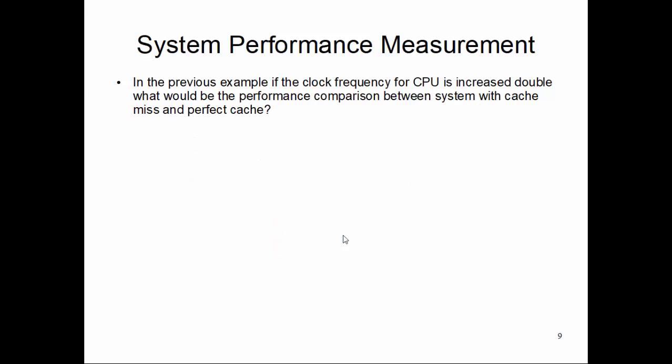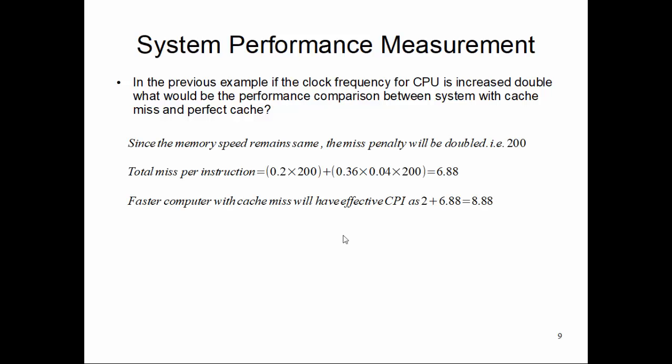Now take another problem. It's the previous example, if the clock frequency of the CPU is doubled, then what would be the performance comparison between the system with the cache miss and perfect cache? Now, this problem assumes your memory speed remains the same. In the previous example, the same clock was driving your CPU and memory. Now you improved on the CPU clock frequency. That means you can take the faster clock now, but without improving the memory clock.